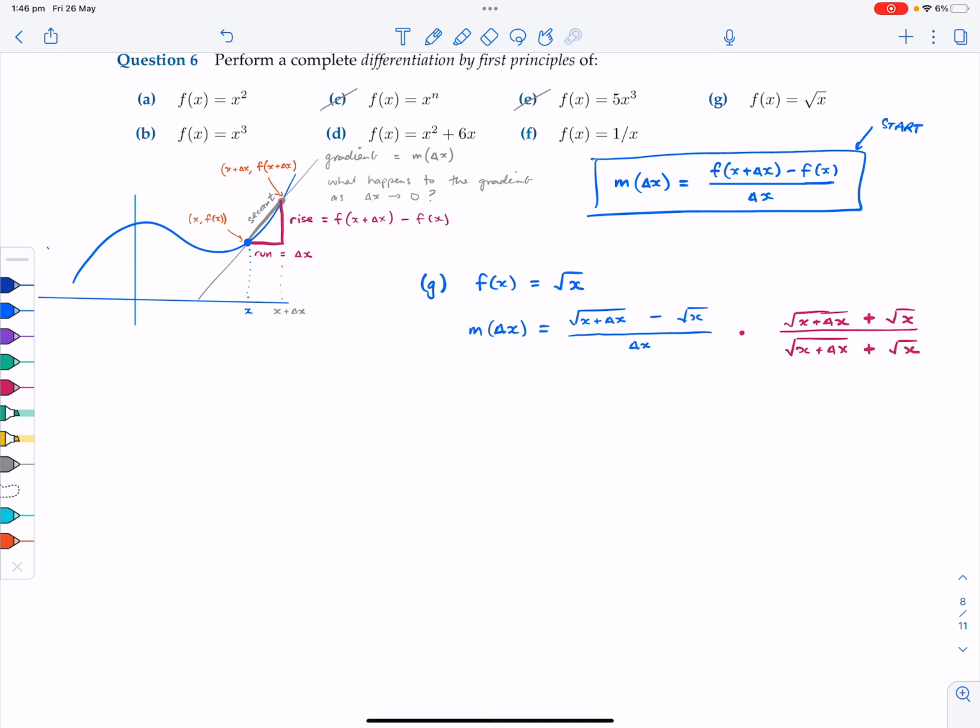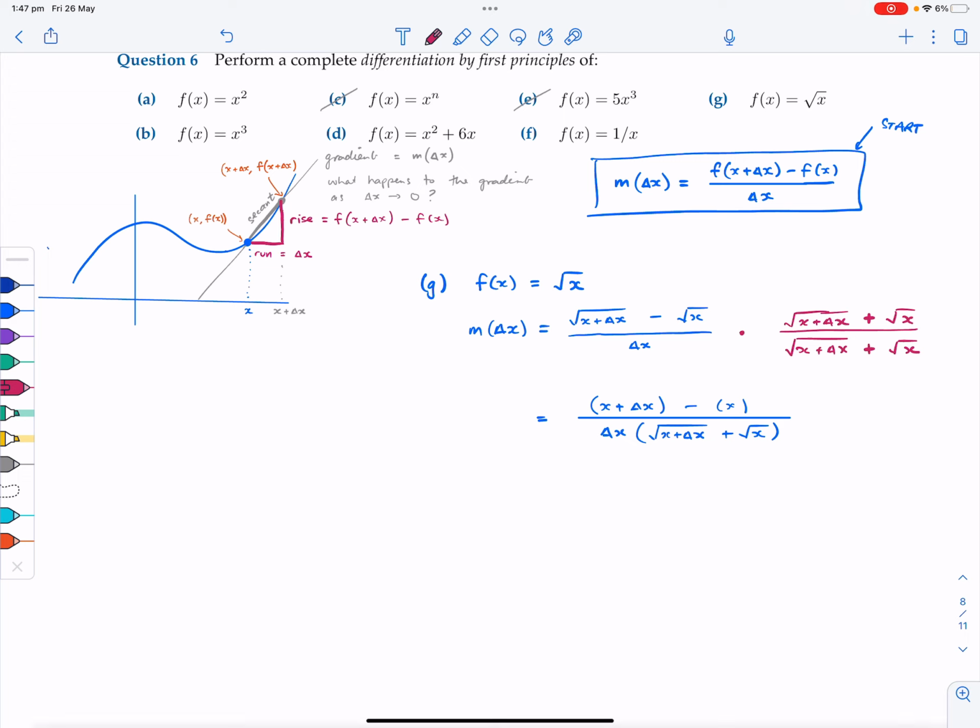This is just 1, so I'm just multiplying by 1, but now I get to use the difference of two squares. That times that is a difference of two squares, which means I'll not have these square roots anymore. Now let me do the denominator first. There's no simplification in the denominator, so that looks really concerning. Now let's look at the numerator. I get one thing squared minus the other thing squared. So I get x plus delta x minus x.